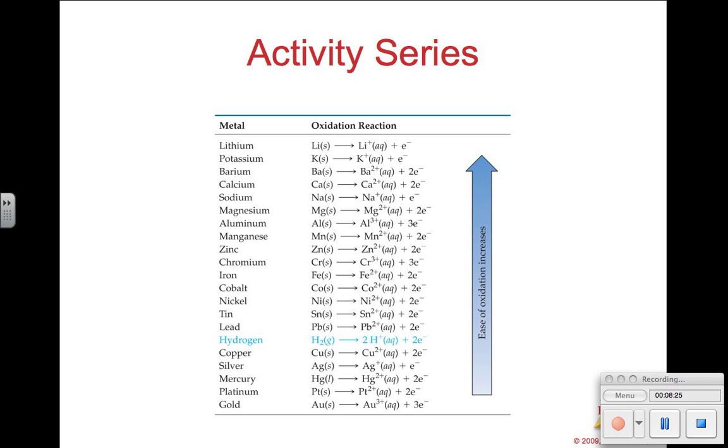We'll look at that in class, as far as how, if you've got an ion and you've got a solid, will it react or will it not?